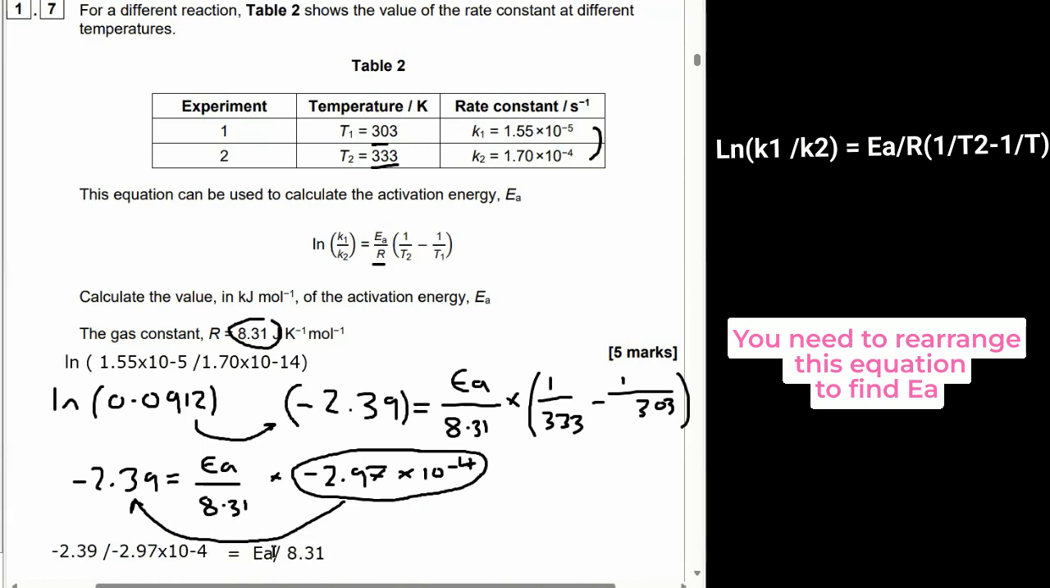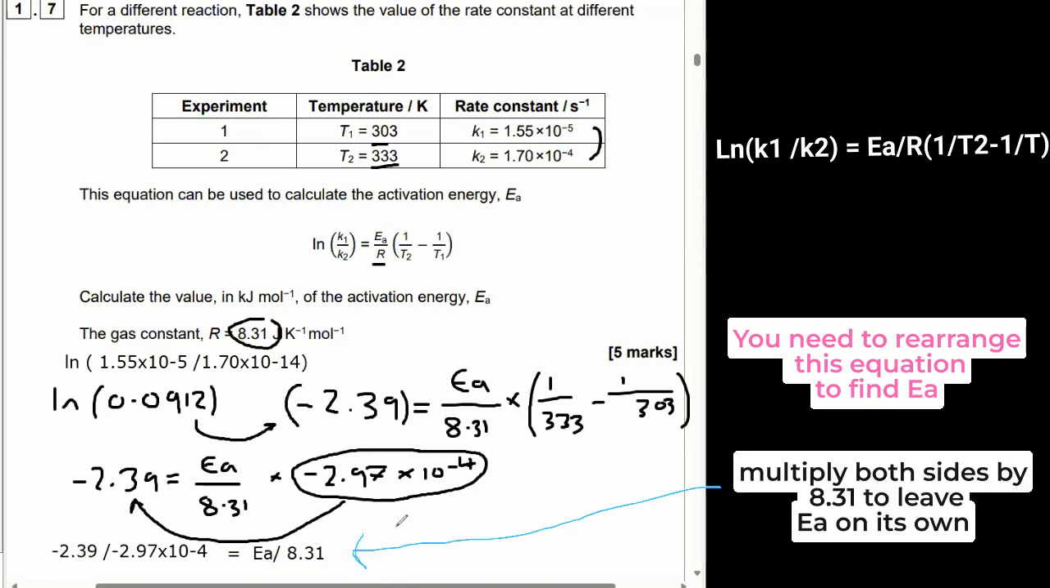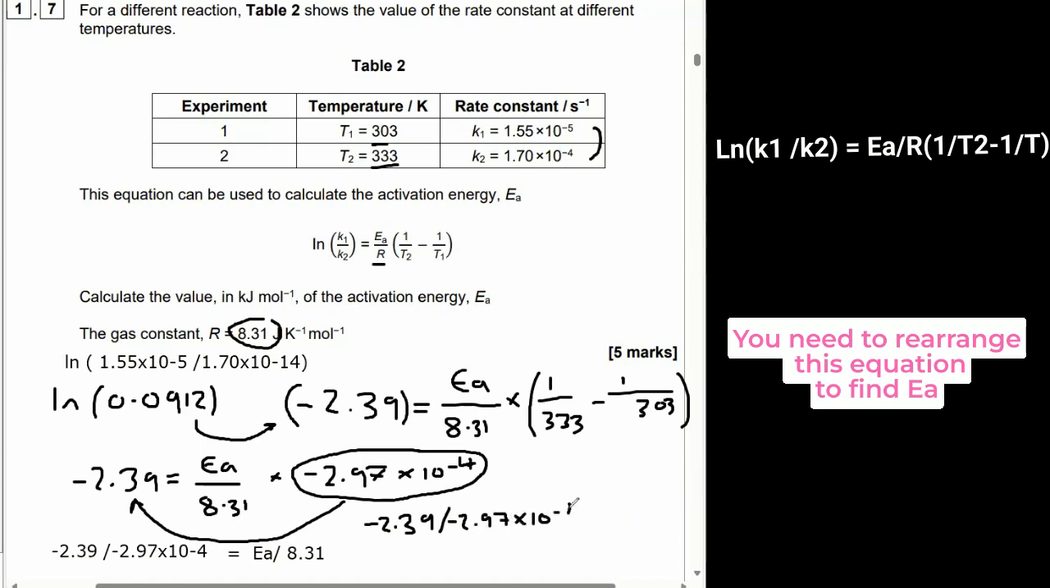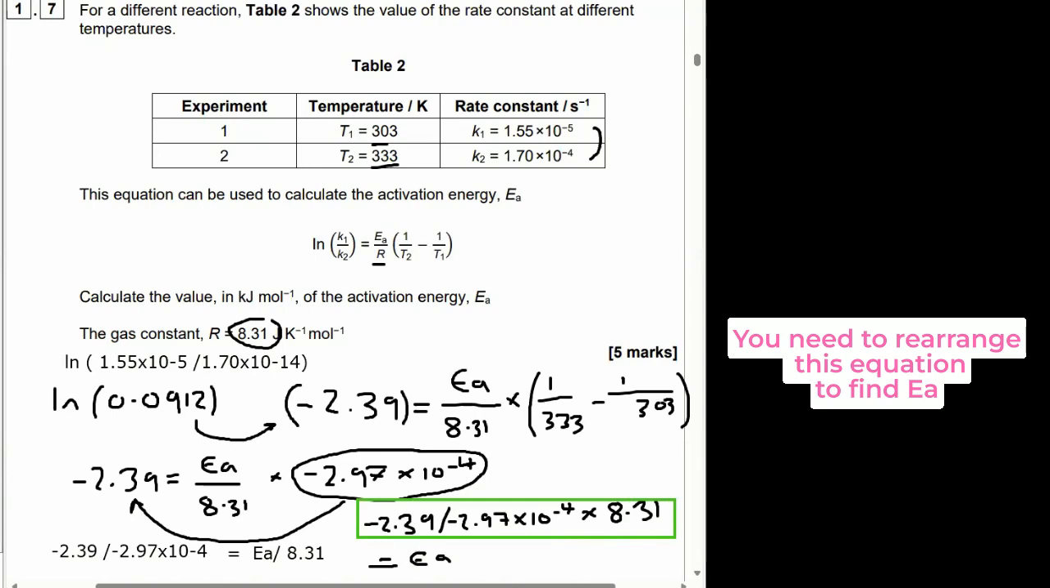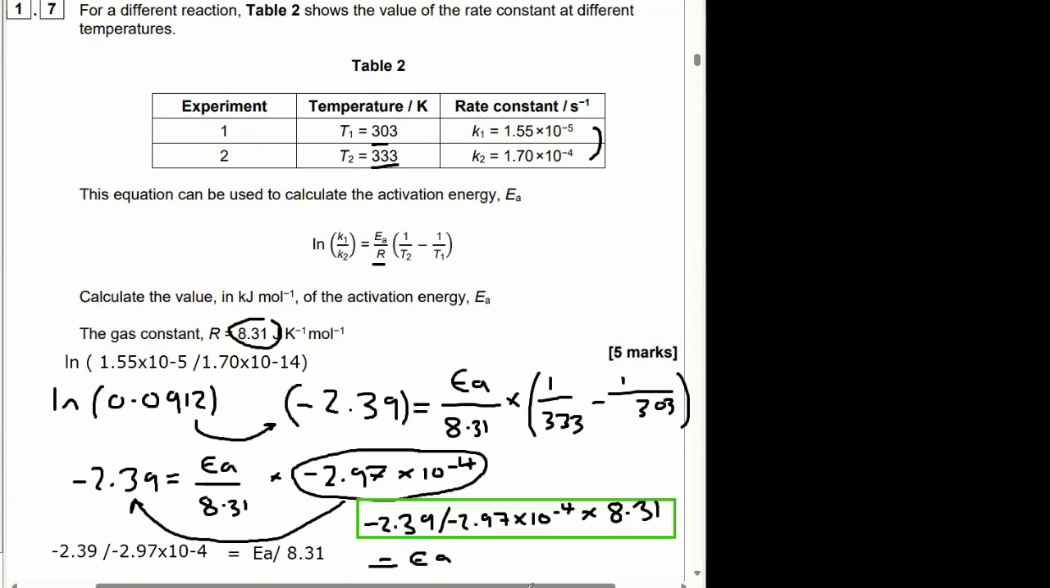Now you should be thinking about, how do I get rid of the 8.31 to leave EA on its own? Well, we're going to multiply both sides by 8.31 because it's being divided. That will get rid of it to leave minus 2.39 divided by minus 2.97 times 10 to the minus 4 multiplied by 8.31, and that will give us the EA. And when we whack that into our calculator, we should come up with the answer of 66.